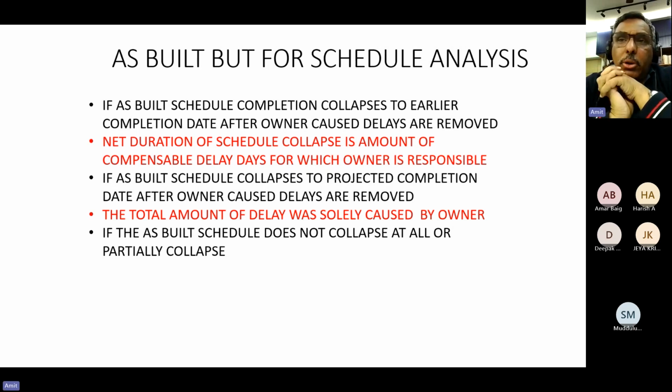So what can it mean? What do I infer from this? What does the PMC, the contractor or the employer infer from this? What are the options? Why is this happening? The employer-caused delay is 2.5 months, but the schedule, when I put those 2.5 months, is collapsing only by 1.5 months or 1 month. So what do you infer from this?